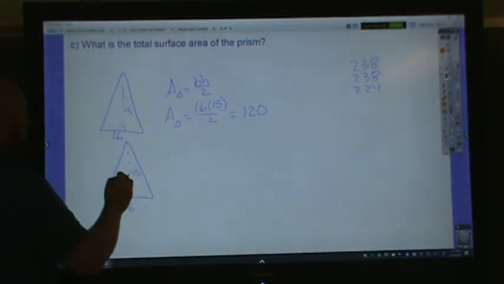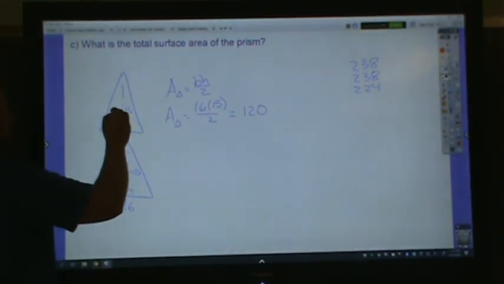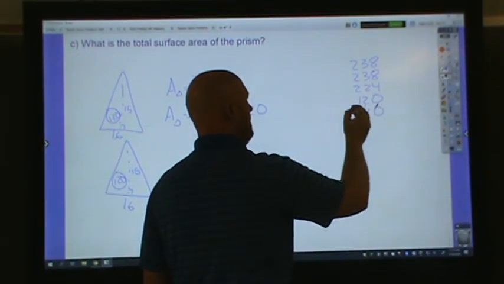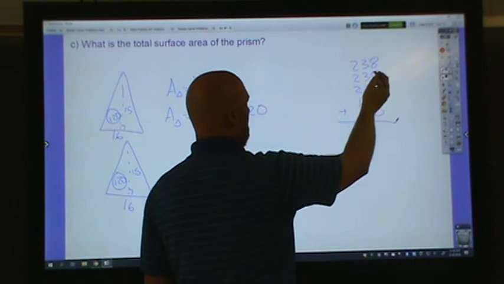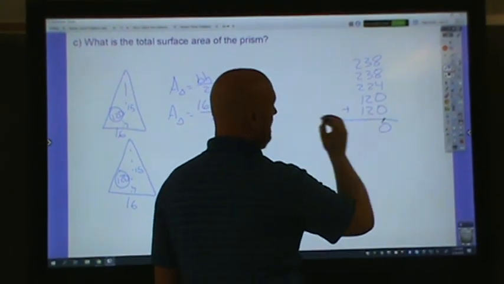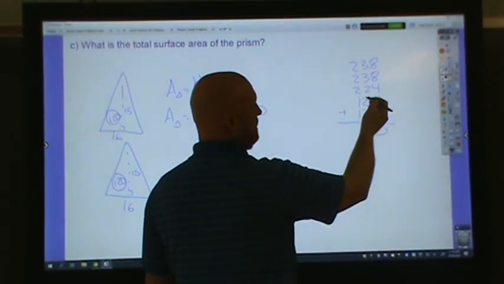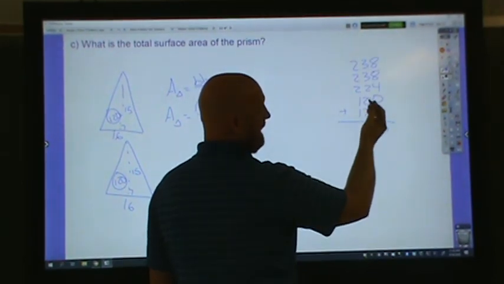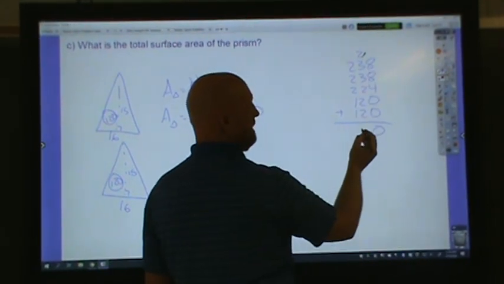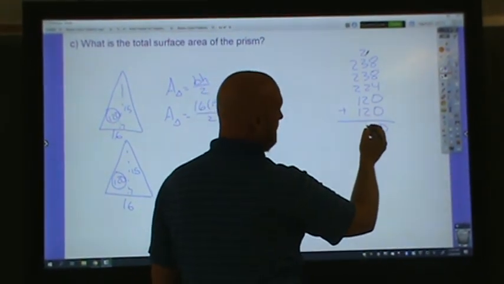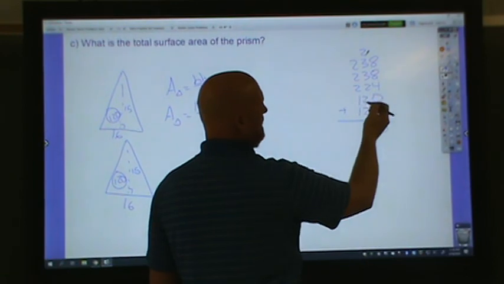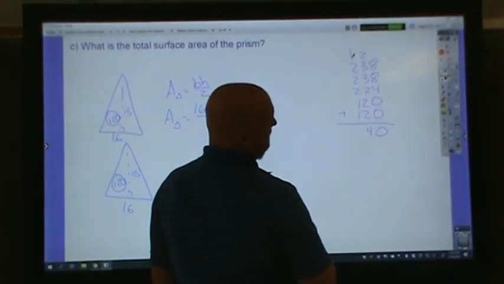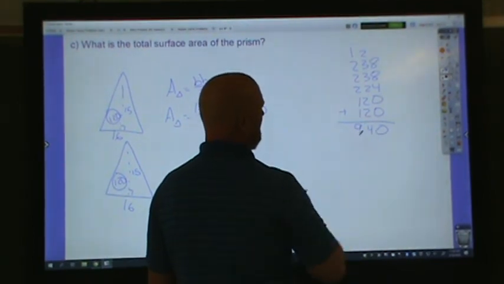So the area of each triangle here is 120. So I can add those to my list of individual areas. When I add these up, 8 plus 8 plus 4 is 0, carry the 2. 2 plus 2 plus 2 plus 6, because the 3 plus 3, plus that extra 2 that we carried, is going to be a 2. No, it's not. 6, 6, 4. Carry the 1, and then we're going to have 3 and 6 is 9.